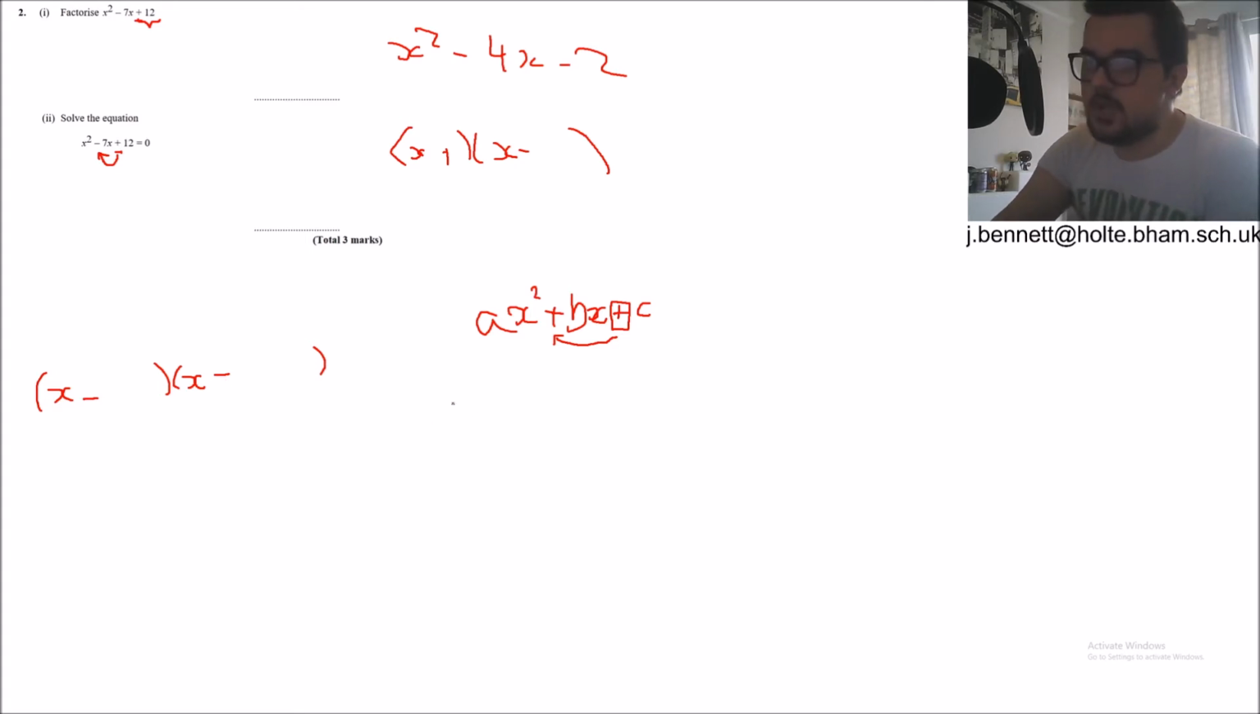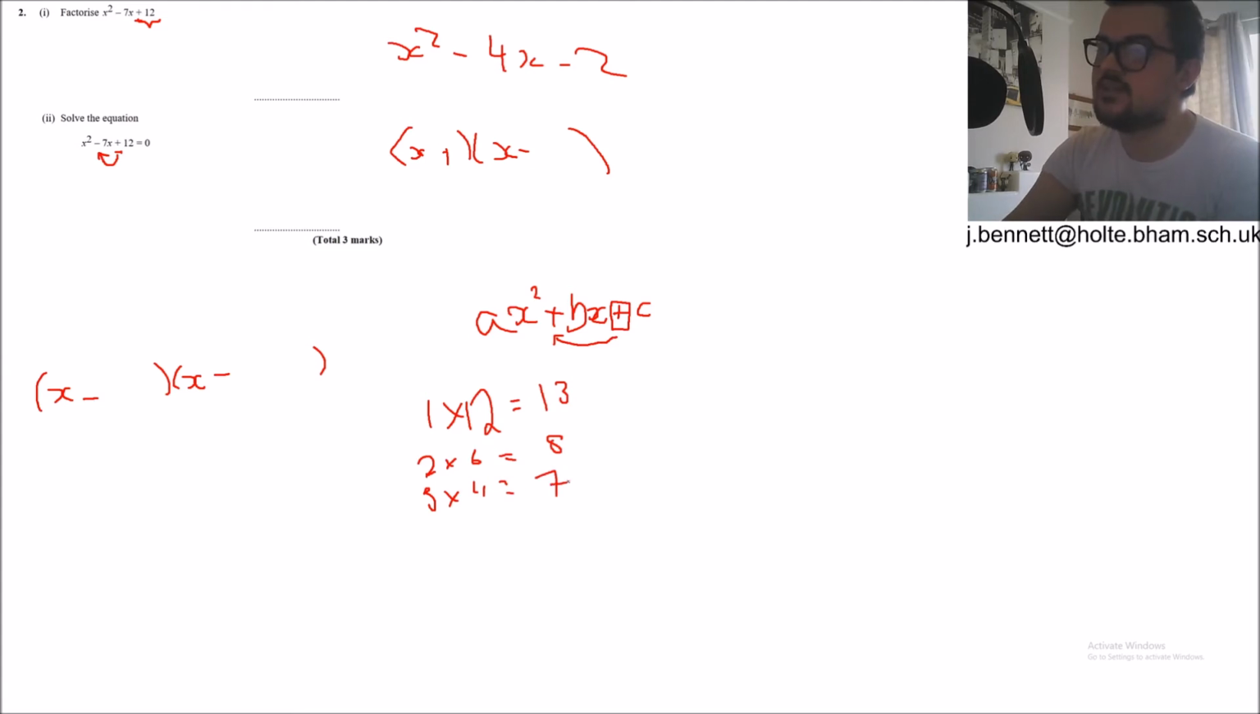So if we go through the numbers and multiply to get 12: 1 times 12, 2 times 6, and 3 times 4. We add these up: 1 plus 12 is 13, 2 plus 6 is 8, and 3 plus 4 is 7. That's what we're looking for, so we put a 3, and we put a 4, and that's going to be our answer. We put our answer there, x minus 3, x minus 4, and now we solve it.